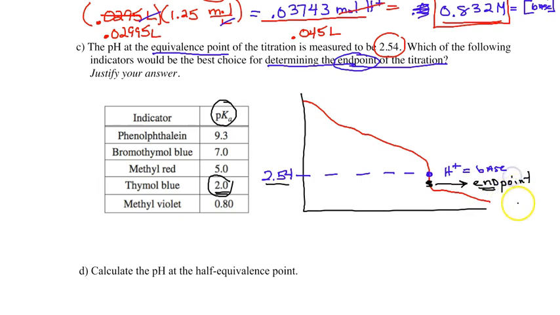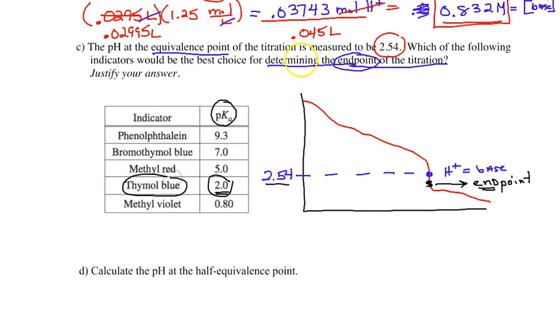The endpoint is where the indicator changes color. The equivalence point is where it actually occurs. The endpoint is an approximation of the equivalence point. All right? So I would pick thymol blue.